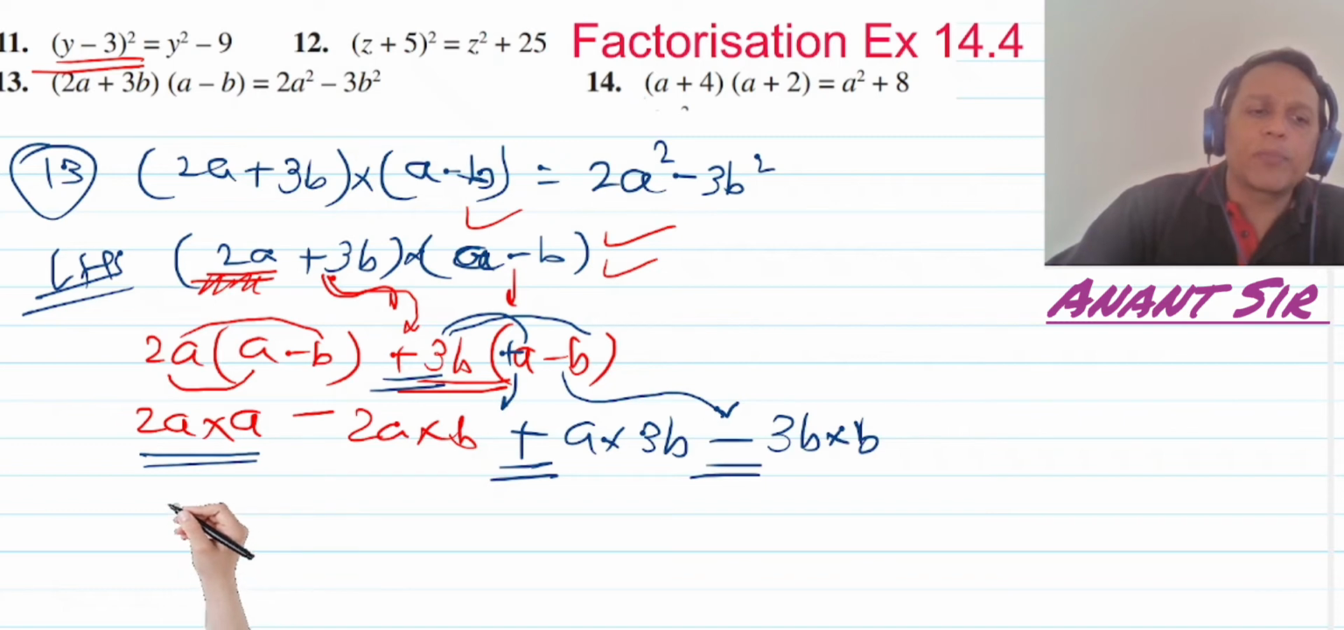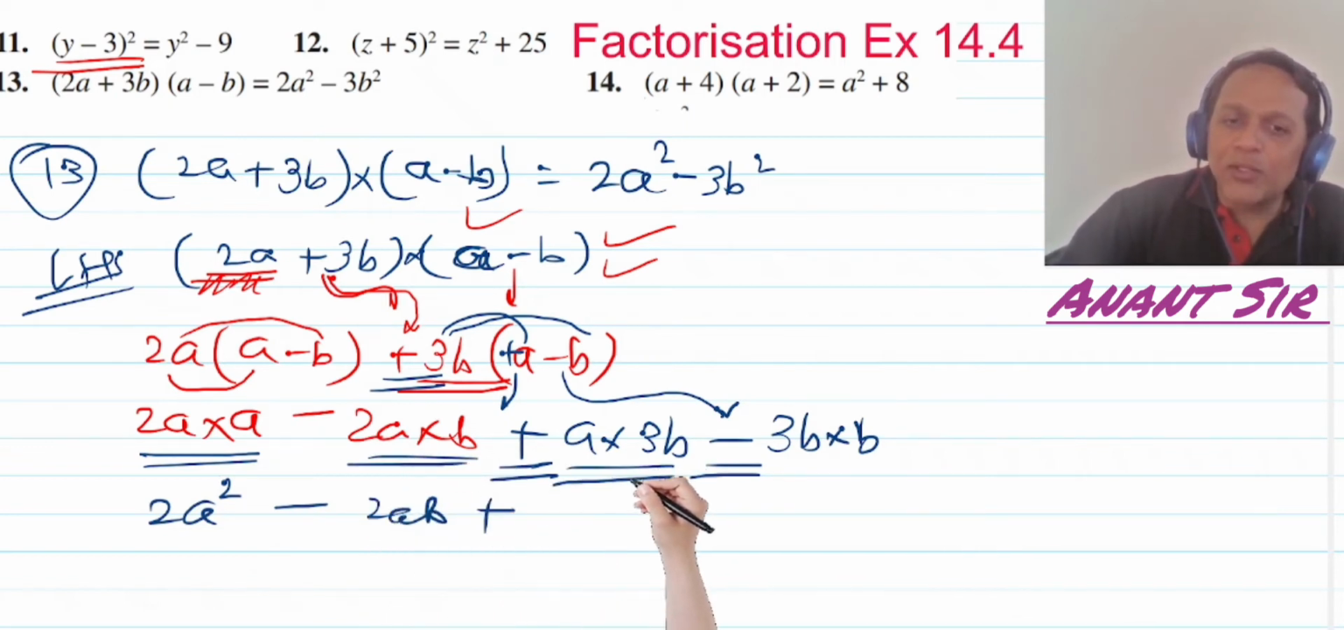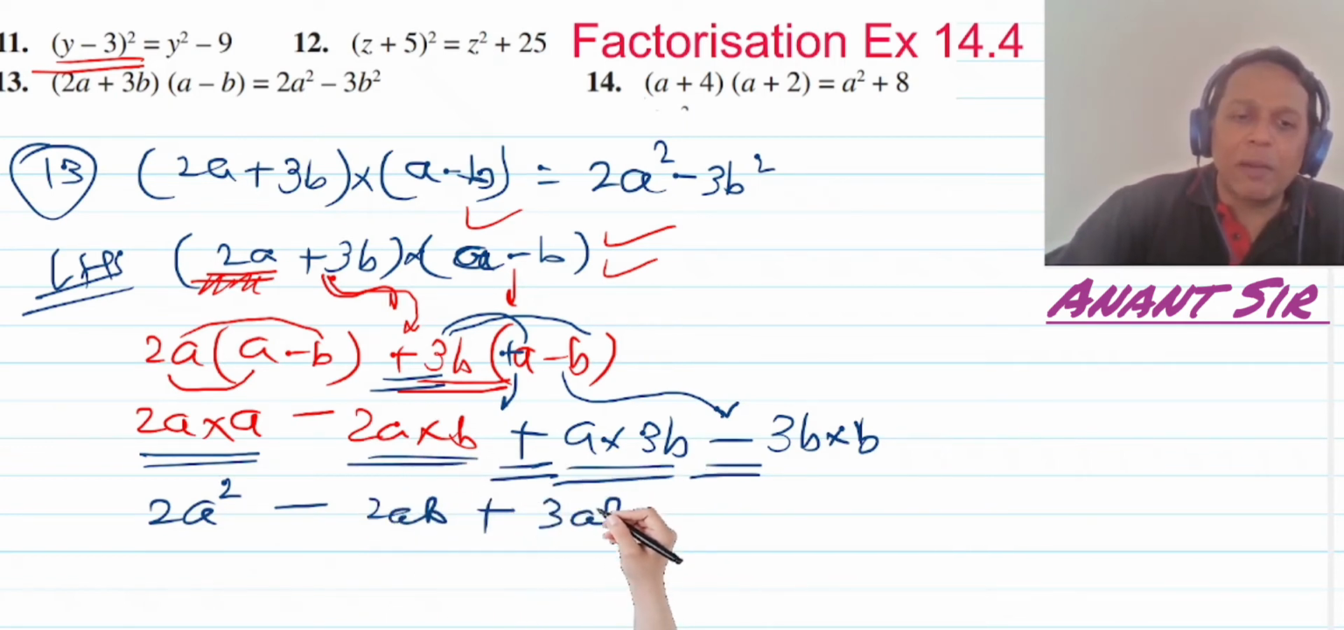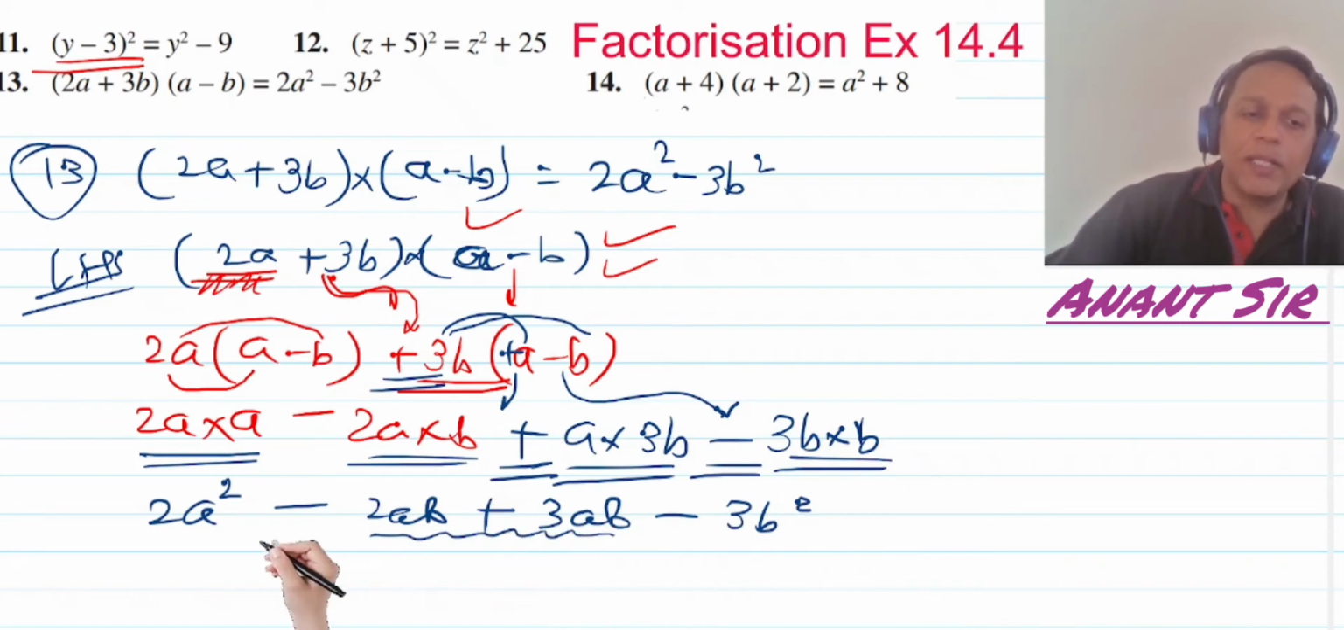2a into a. So 2 remains as it is. a into a becomes a square, minus this is 2ab. Then this is plus a into 3b is 3ab, minus 3b into b is 3b square. Now we have to solve this. So it becomes 2a square.